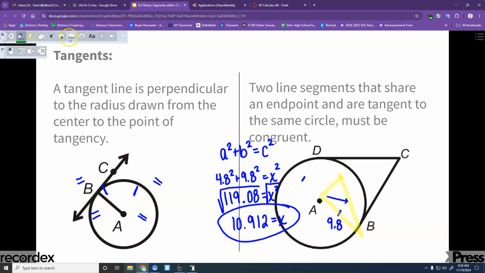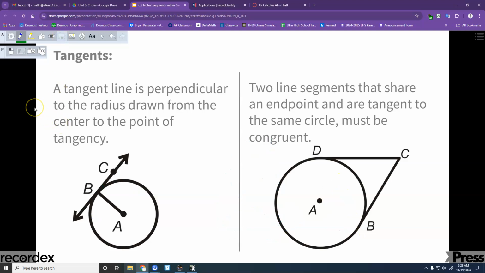Okay, just a couple more things that we need to know. For tangents, a tangent line is perpendicular to the radius, drawn from the center to the point of tangency. So if you have a radius that goes to a tangent, they are perpendicular. You have a 90-degree angle right there. So that's just really a property that we have to know. So if they were to draw in a triangle, we might have a right triangle we could do the Pythagorean theorem with. We also have another property for tangents.